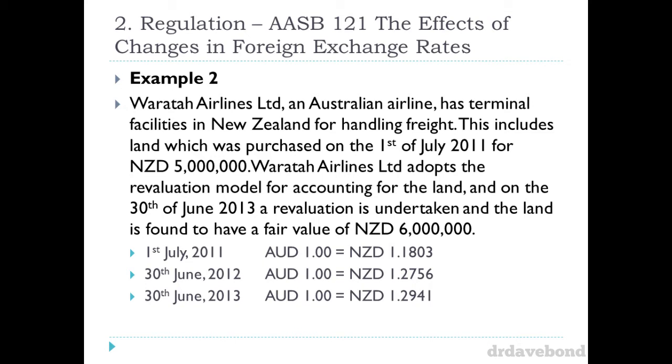Okay, so the second one we want to have a look at is Waratah Airlines Limited, an Australian airline that has terminal facilities in New Zealand for handling freight.